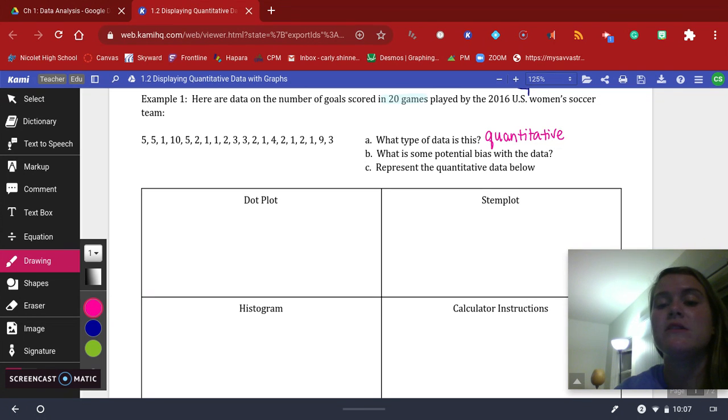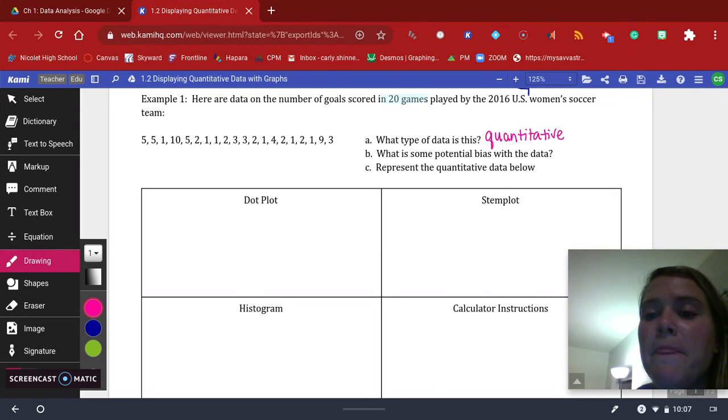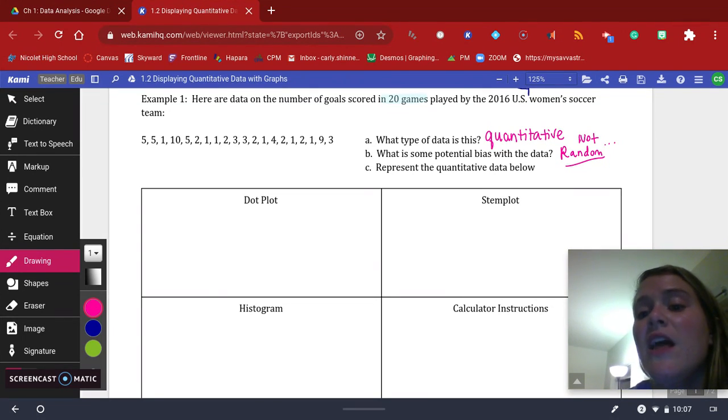Is there some potential bias? So bias is when we're maybe over or under, leaning one way or the other. And because these 20 games, I don't know how we picked them. I don't know that much about sports, but I'm assuming the U.S. women's soccer team played more than 20 games in 2016. So how did we pick these 20 games? Okay, so I'm thinking that when we ask about bias, we like to see the word random, okay? So this is not random, so I'm going to say there is some bias possible, okay?